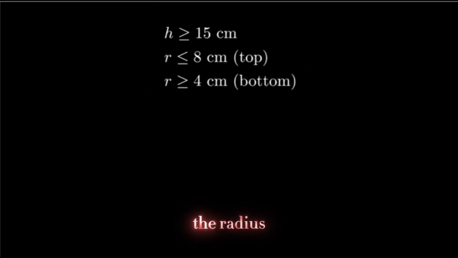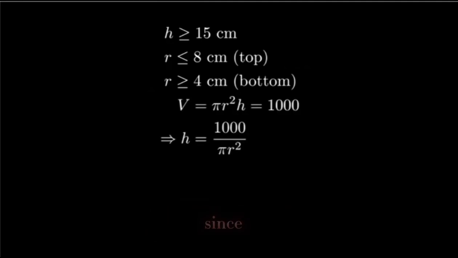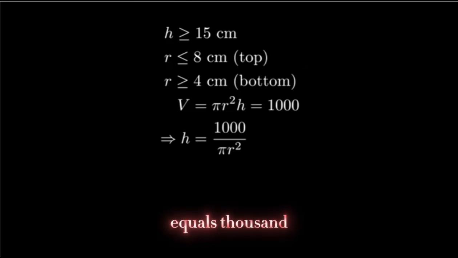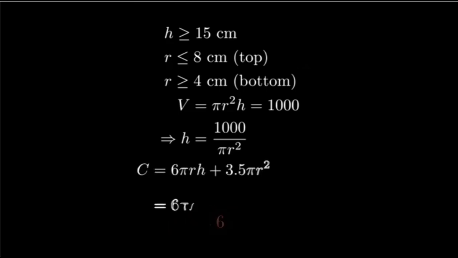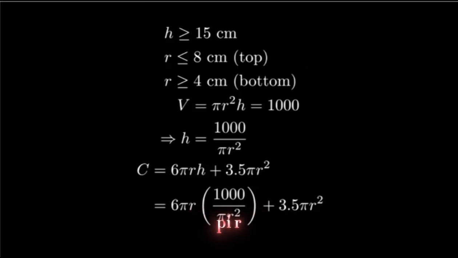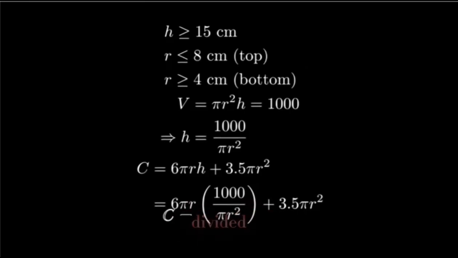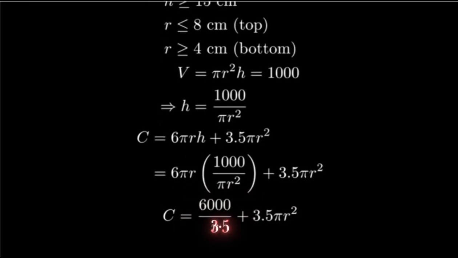Let's consider the constraints and simplify our problem. We have these constraints. The height must be at least 15 cm. The radius must be at most 8 cm for the top material. The radius must be at least 4 cm for the bottom material. To simplify our problem, let's express h in terms of r using the volume constraint. Since V equals pi r squared h equals 1000, we can solve for h to get h equals 1000 divided by pi r squared. Substituting this into our cost function, we get C equals 6 pi r times 1000 divided by pi r squared plus 3.5 pi r squared. This simplifies to C equals 6000 divided by r plus 3.5 pi r squared.